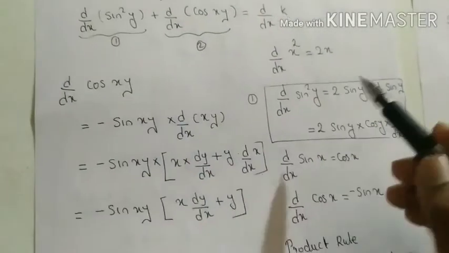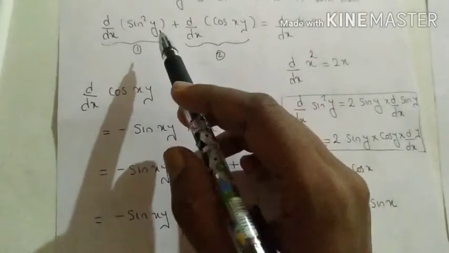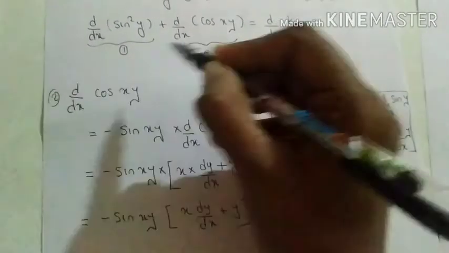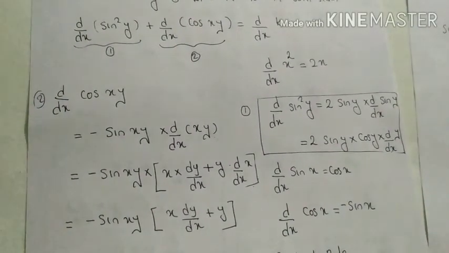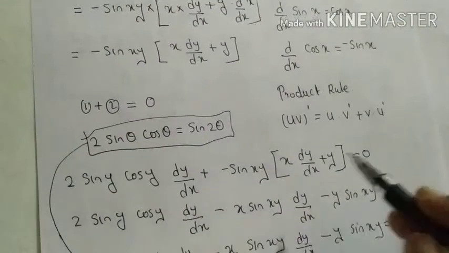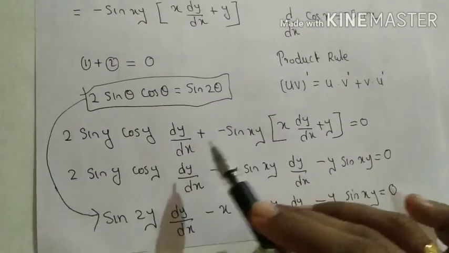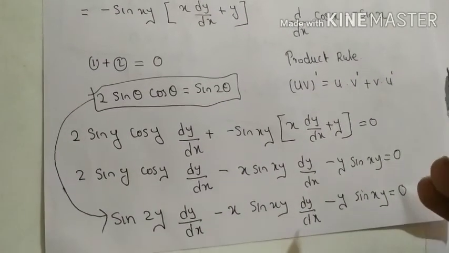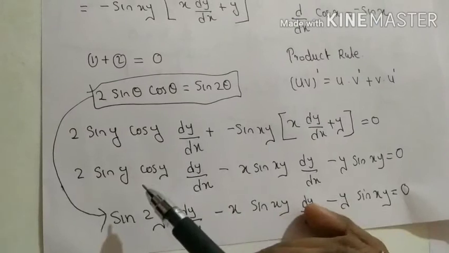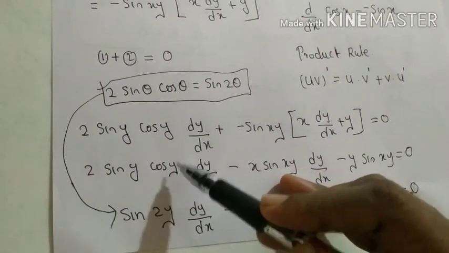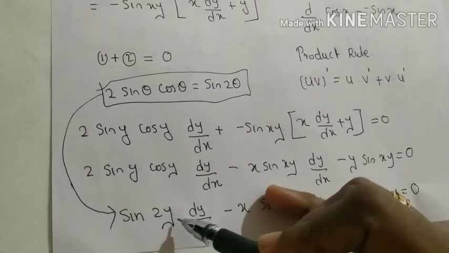Finally, we are just going to add this first derivative plus this second derivative, which will be equal to the derivative of a constant, which is 0. So by substituting here, we get this step, and after opening this step, here we need to change 2 sin y and cos y into sin 2y.